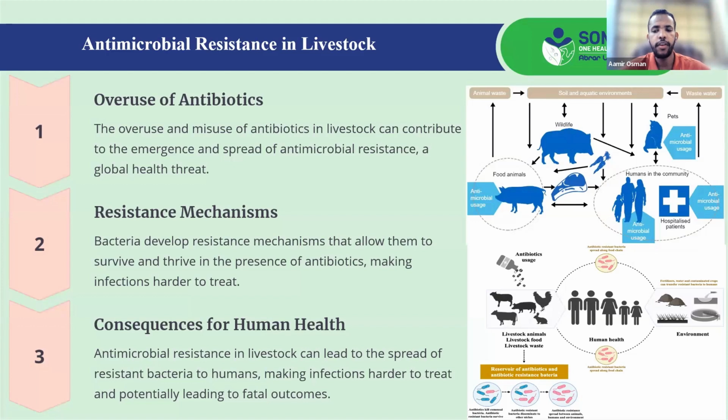That also leads to many consequences for human health. The resistance developed in livestock can transfer to humans, often through the food chain or direct contact. This leads to infections that are harder to treat with potentially fatal outcomes, highlighting the interconnectedness of animal and human health under the One Health approach.